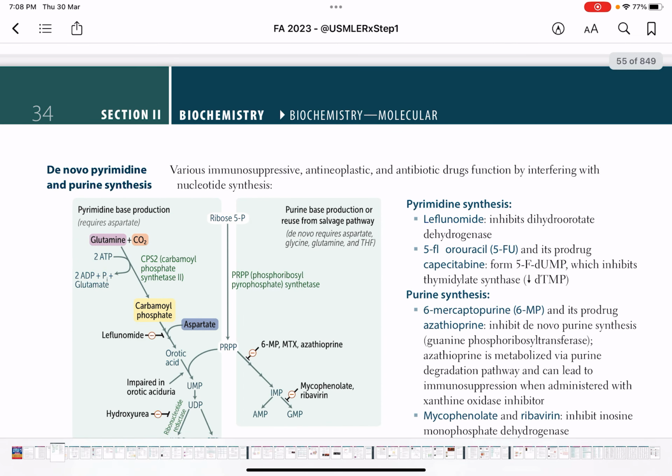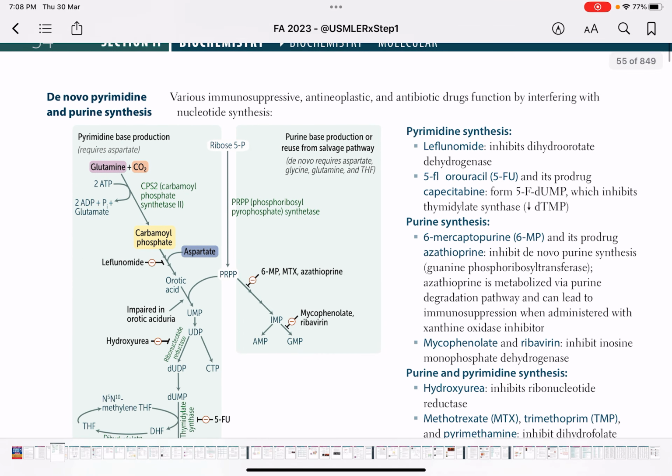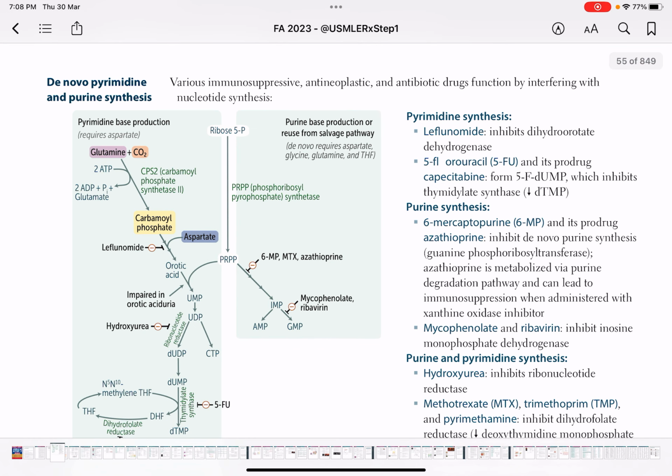Next is the de novo pyrimidine and purine synthesis. Various immunosuppressive, antineoplastic, and antibiotic drugs function by interfering with nucleotide synthesis. For pyrimidine synthesis, leflunomide inhibits dihydroorotate dehydrogenase. 5-fluorouracil and its prodrug capecitabine form 5-FdUMP, which inhibits thymidylate synthase. dTMP is decreased.